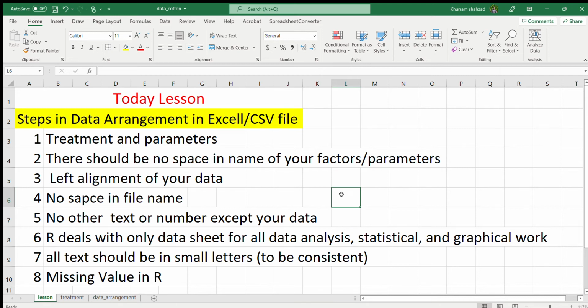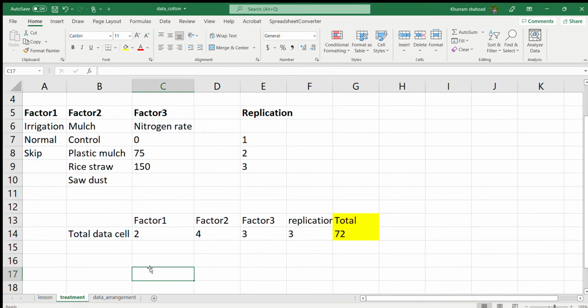So we have this data where we have three factors. Factor one is irrigation. In irrigation we have two levels, normal and skip irrigation. Factor two is mulch, and in mulch we have four levels: control, plastic mulch, rice straw, and sawdust. And the third factor is nitrogen rates: 0, 75, 150. So we have three factors of data, and then we have three replications, 1, 2, and 3.